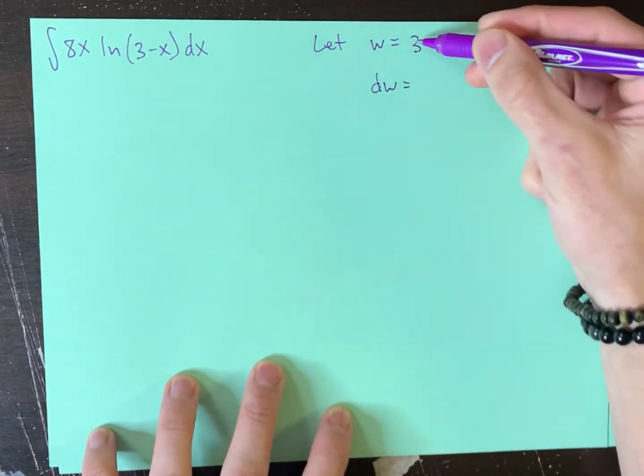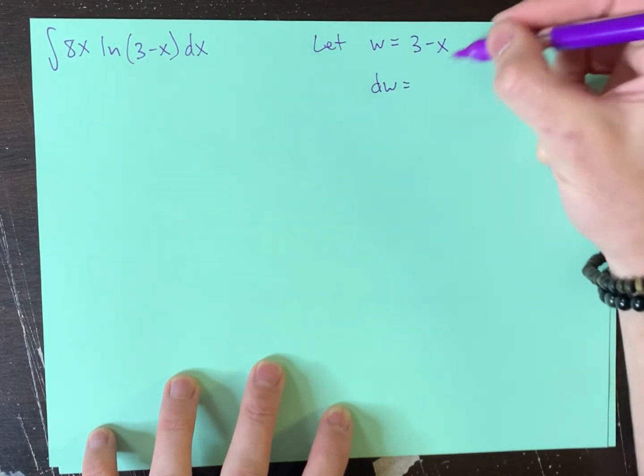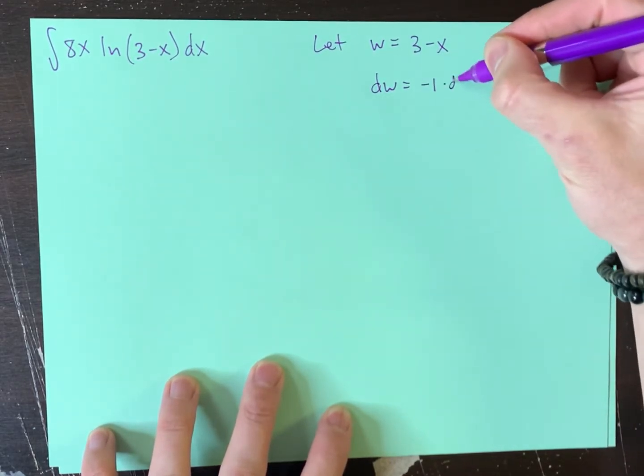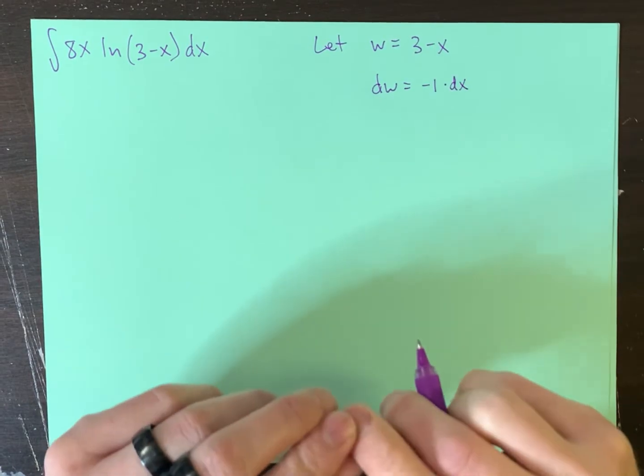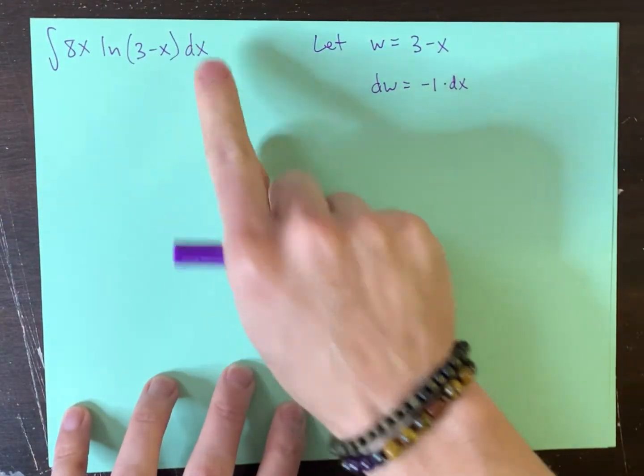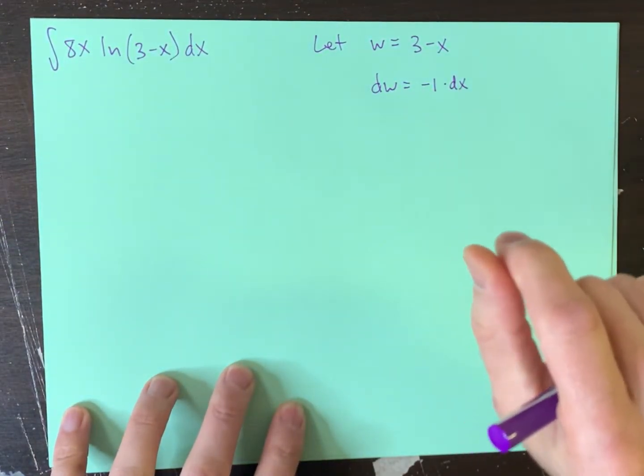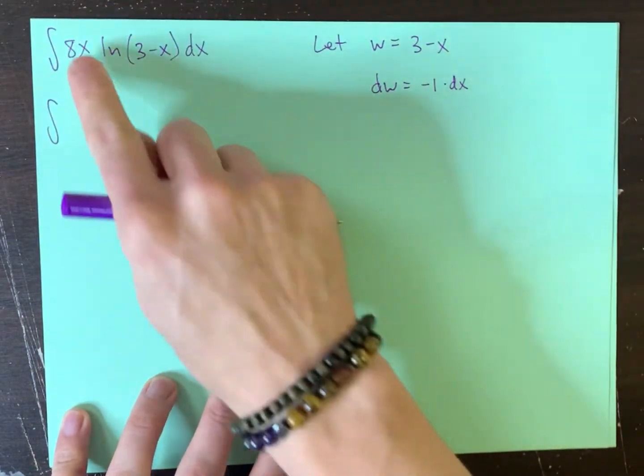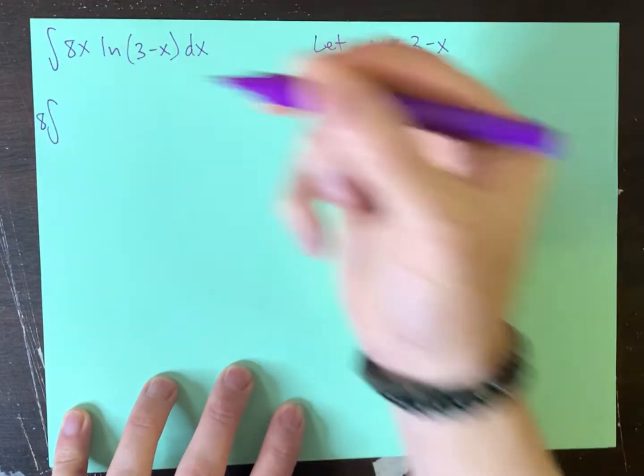That would be, well, the derivative of 3 is just 0. The derivative of negative x would be negative 1 times dx. And let's see, instead of all x's, we want all w's. So let's try this now. The 8 can go out to the front, just squeeze it in right there.